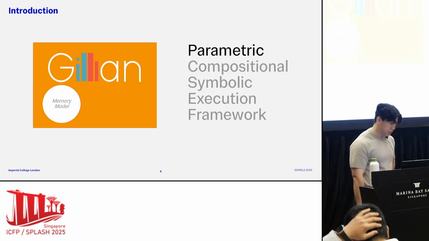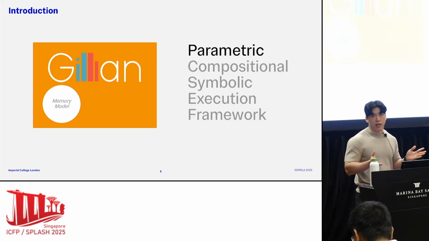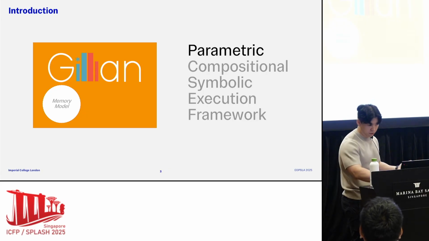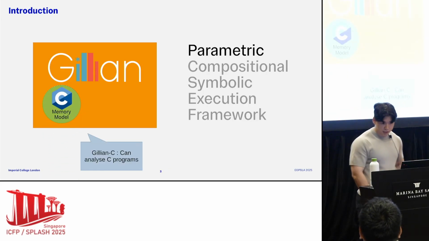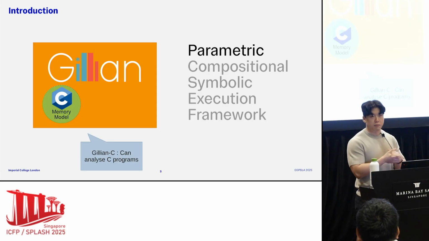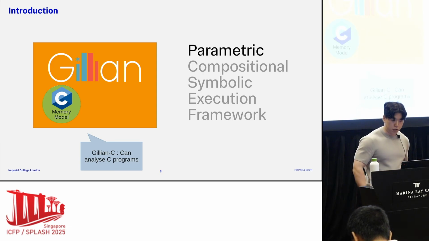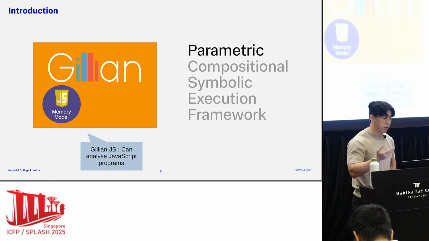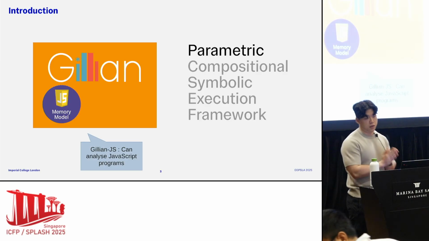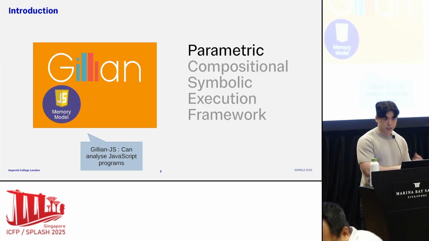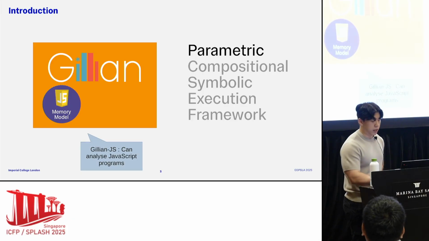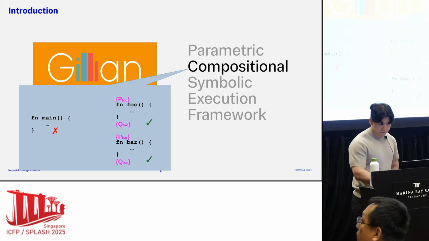For starters, it's parametric on the memory semantics of the language you want to analyze. So if you want to analyze C programs, then all you need to do is provide a C memory model to Gillian, and now you have a tool that can analyze C programs. And you can do the same thing for other languages like JavaScript. Just provide a JavaScript memory semantics to Gillian, and now you have a tool that can analyze JavaScript programs.